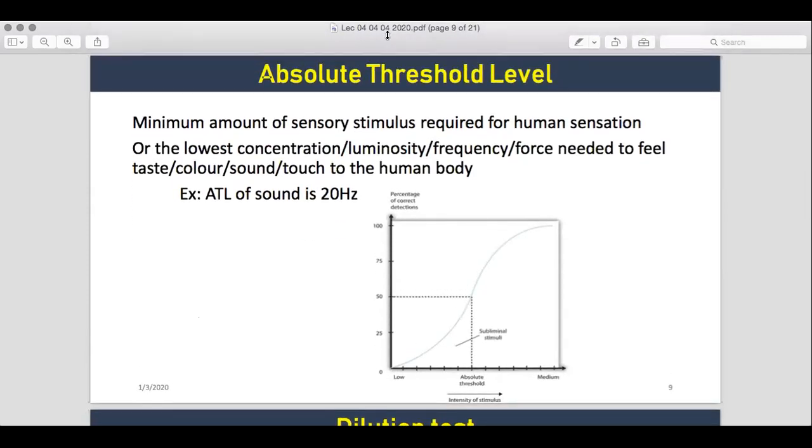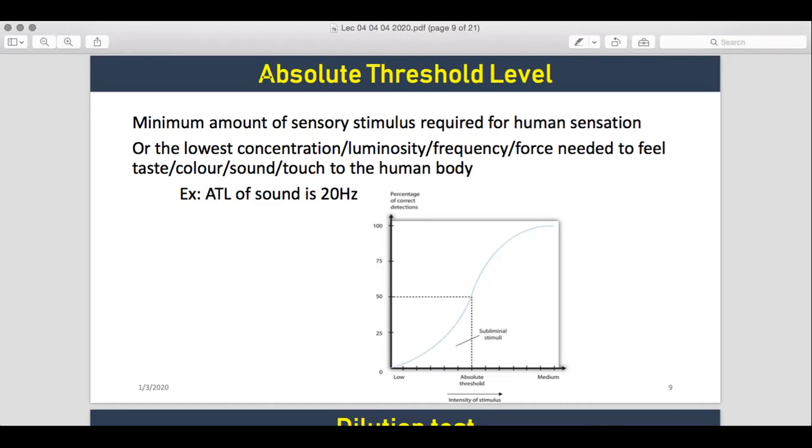Absolute threshold. Do you have lectures? Then, right. What is the absolute threshold level? It means the minimum amount of sensory stimulus required for human sensation.